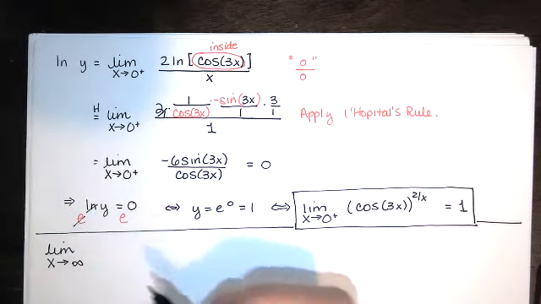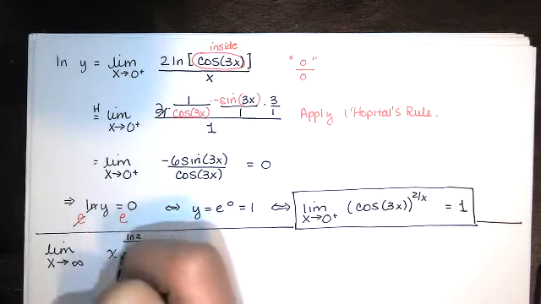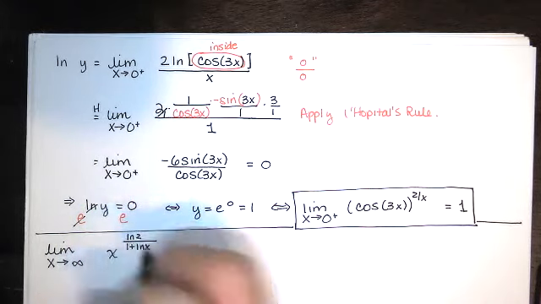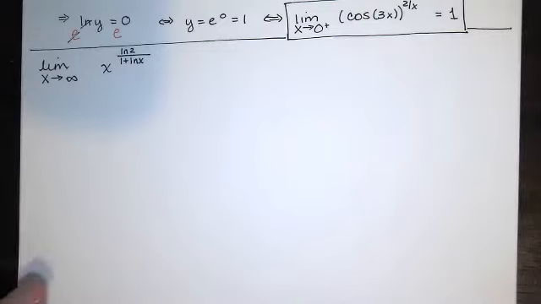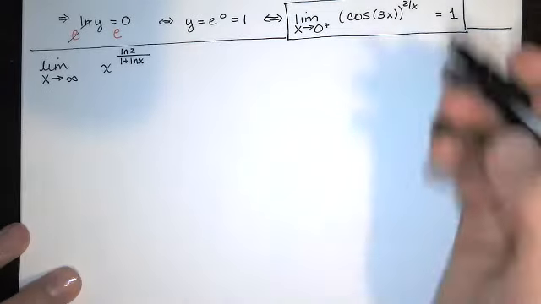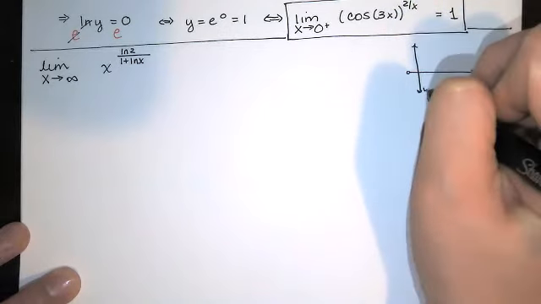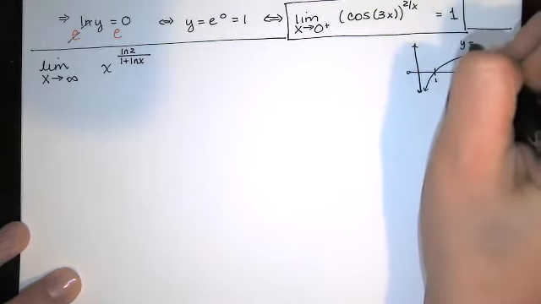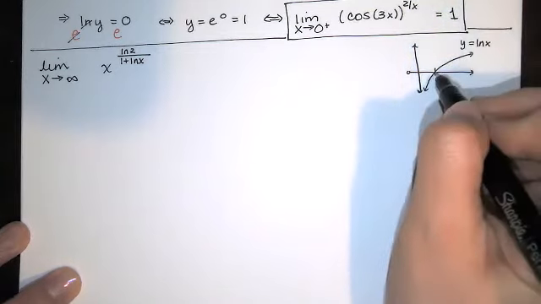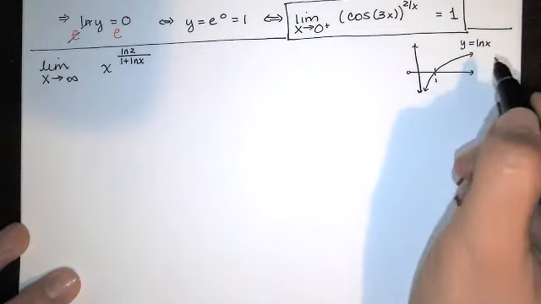The limit as x approaches infinity of x raised to the natural log of 2 over 1 plus natural log of x power. And that's an odd looking one. And remember what your log function looks like, how it behaves. As x approaches 0 from the right, it goes to negative infinity. As x goes to infinity, it slowly grows to infinity.